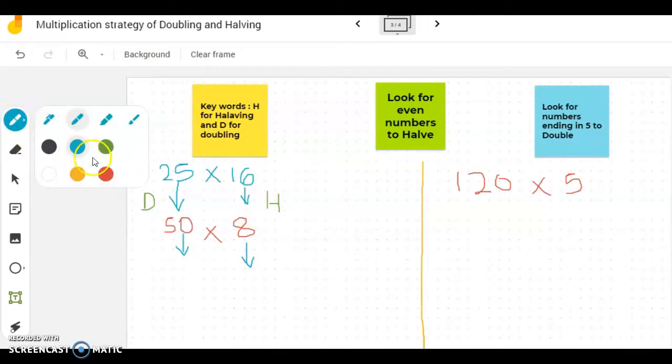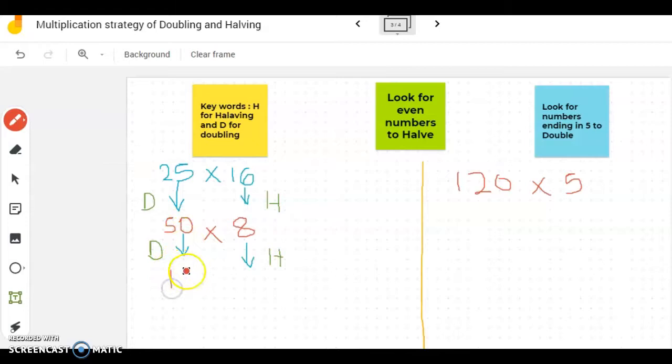Then this side we are still doubling. If you start with doubling, you can't change. So this side we are still doubling, and this side we are still halving. So 50, if you double 50, it means 50 times 2, I'm going to have 100 times, if you halve 8, which is 8 divided by 2, is going to be 4.